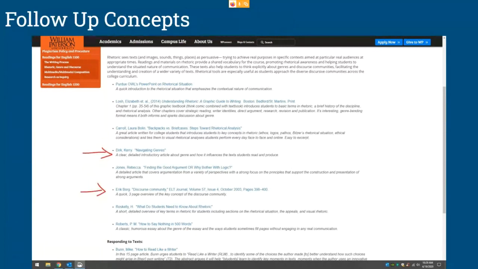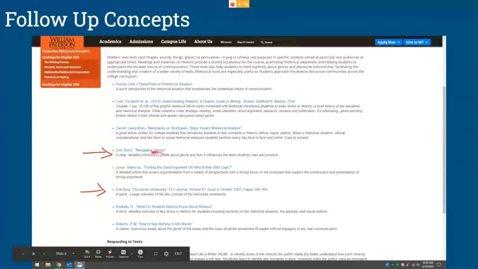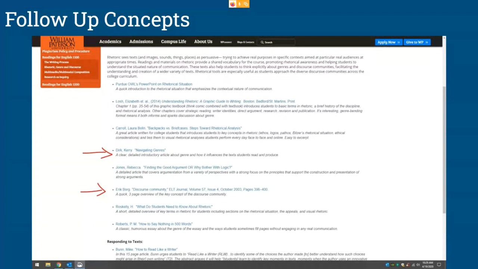Finally, you'll find two readings in here that I'll come back to a little bit later. The Dirk reading, Navigating Genres, and the Borg reading, Discourse Community, that dig into these two key concepts in rhetoric that are worth talking about if you have the time and you've already introduced the very basics of rhetoric. So Dirk is about genre and Borg is about discourse communities.